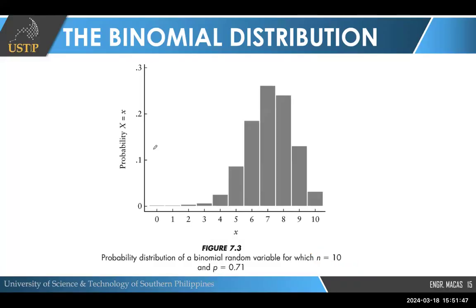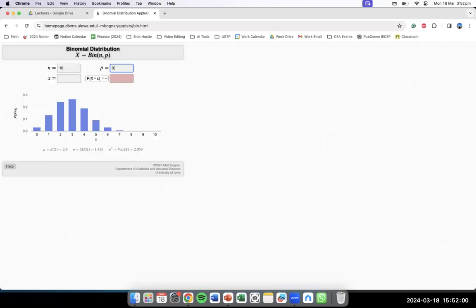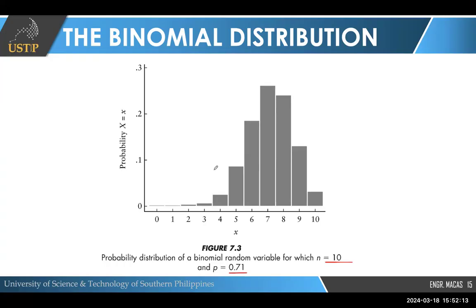Okay, this one is an example of a probability distribution that is skewed to the left. Your value for p is 0.71 and n is 10. So let's try 0.71. Actually, it is the opposite of 0.29, right? So that is skewed to the left. And these are the values of the mean, variance, and standard deviation.